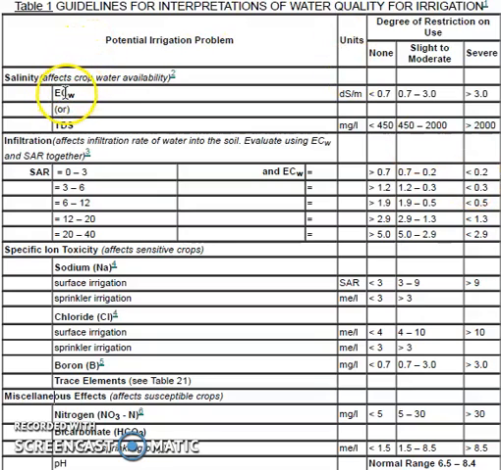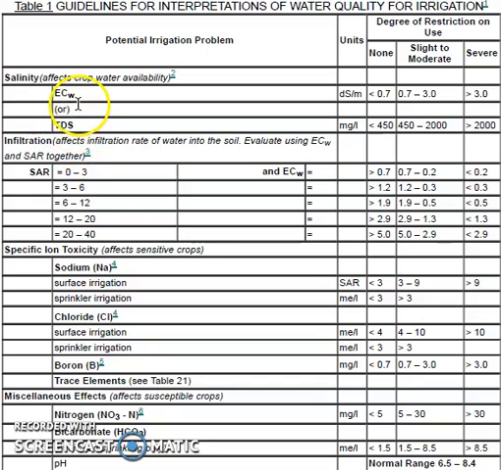Salinity, as you know, can be presented as electrical conductivity in dS per meter. If you have the EC less than 0.7, then you have no degree of restriction in use. However, if the salinity is between 0.7 to 3, you will have slight to moderate degree of restriction in use. If the salinity is more than 3, then you have severe degree of restriction in use.